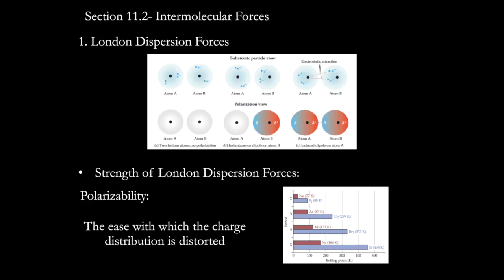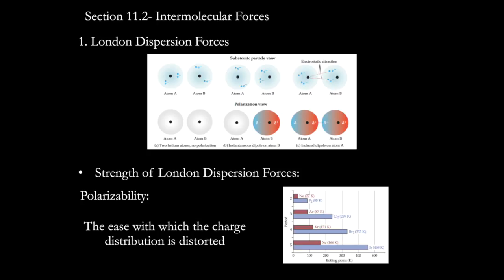Now, as you can see from this chart right here, neon has a weaker London dispersion force than fluorine does. Argon is weaker than chlorine, and krypton than bromine, xenon, and iodine. Now, we know that because, and I'm going to be talking about this in the next lesson, their boiling points are higher, which means they're holding on to one another much more tightly, which means that their intermolecular forces are stronger.